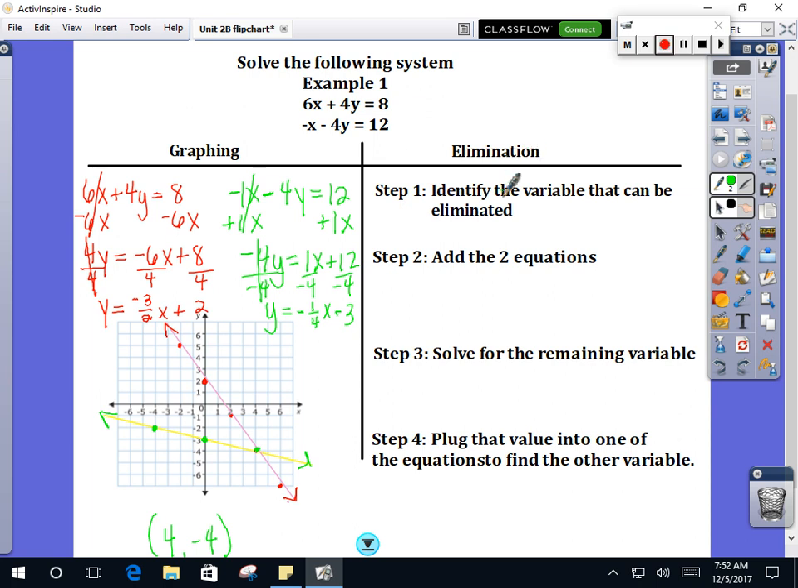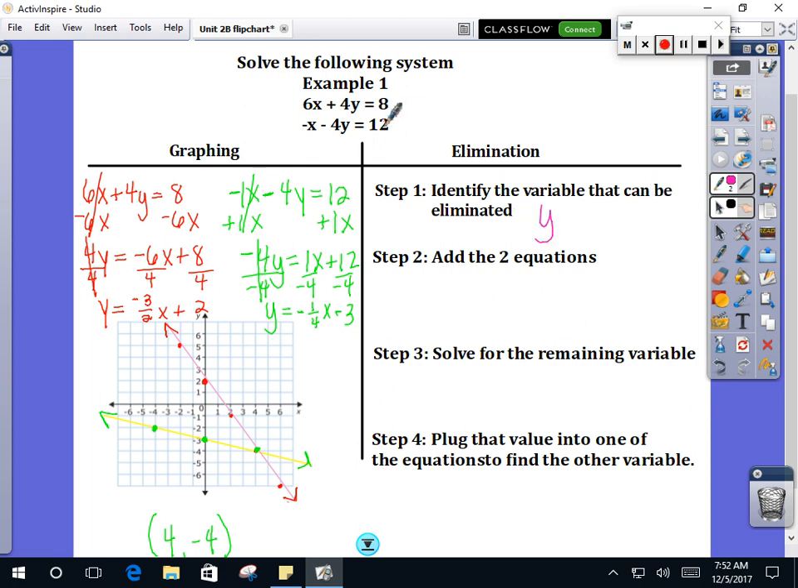There are 4 steps. The first step to solving this system by elimination is to identify the variable that can be eliminated. The variable that can be eliminated is the variable that has the same number but opposite signs. So in this case, that would be the y, because beside this y is a positive 4, and beside this y is a negative 4. So we're going to eliminate the y.